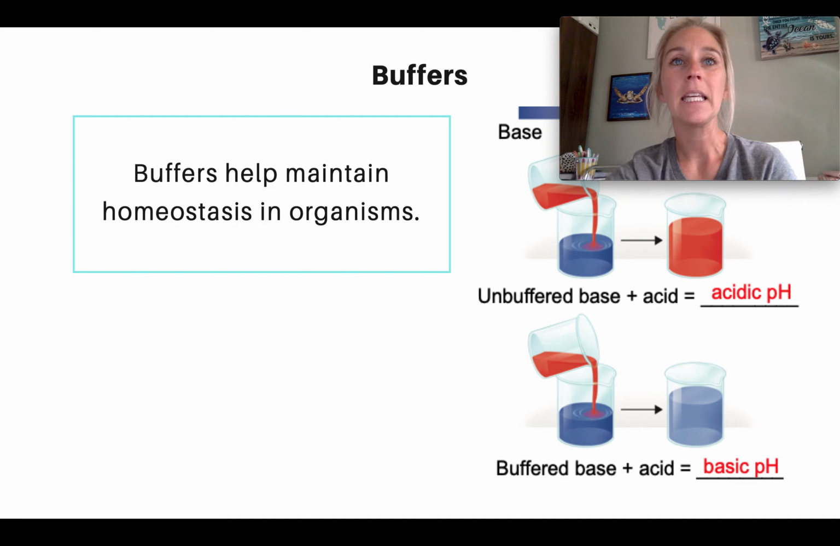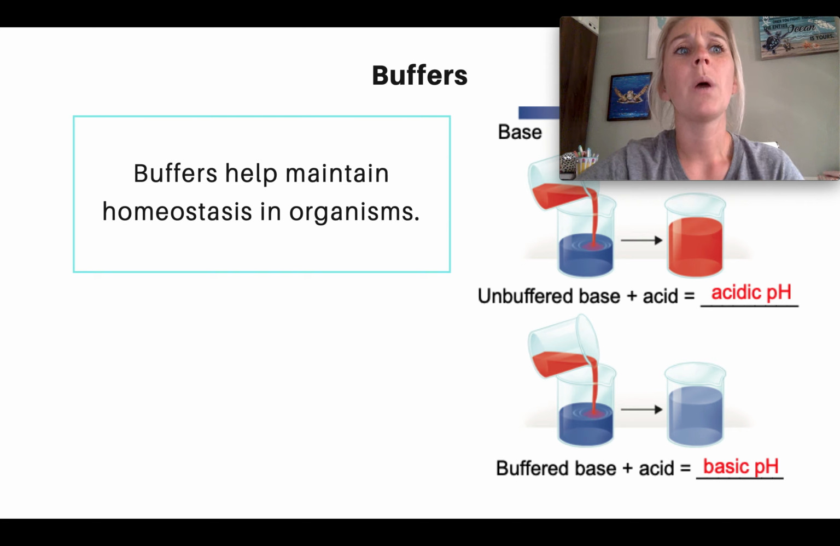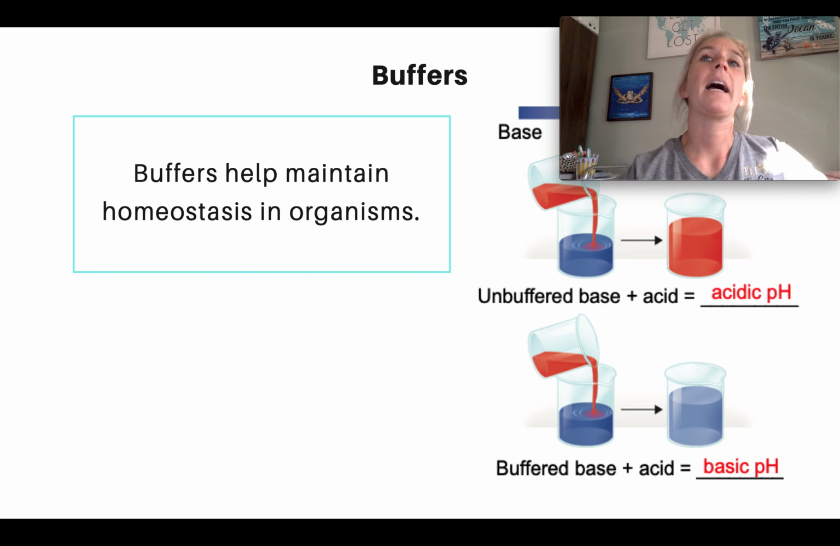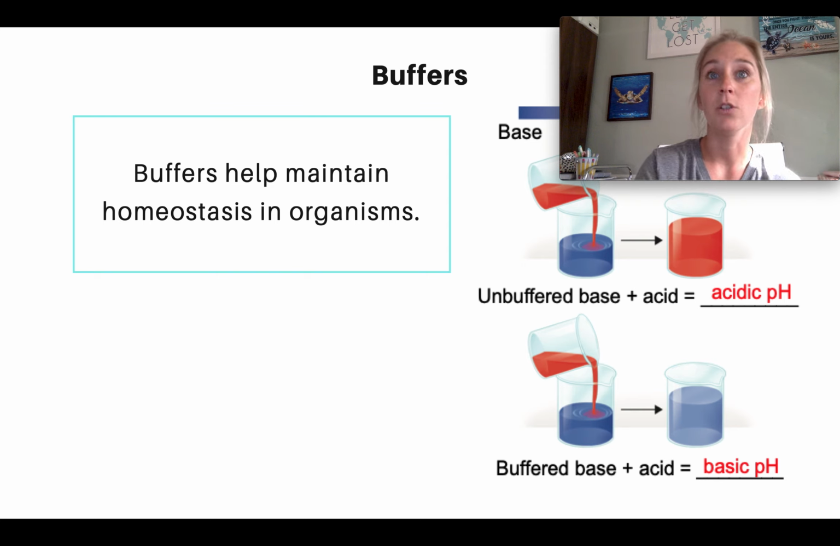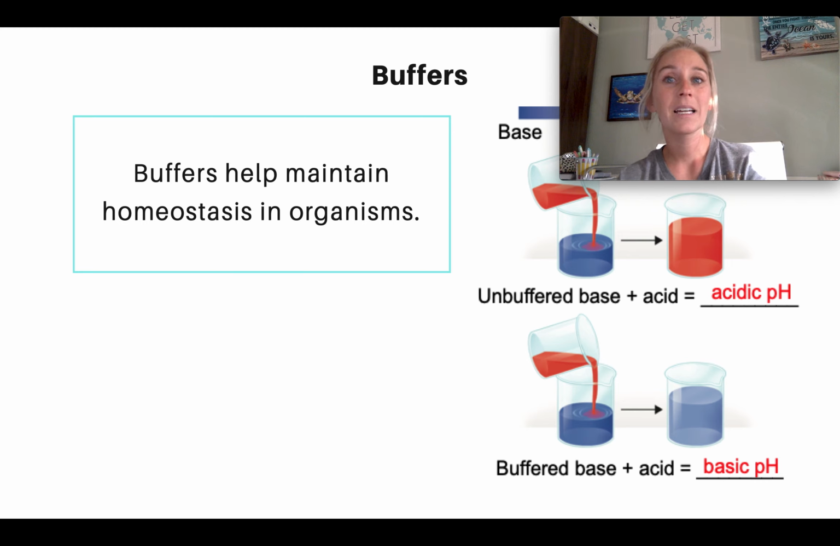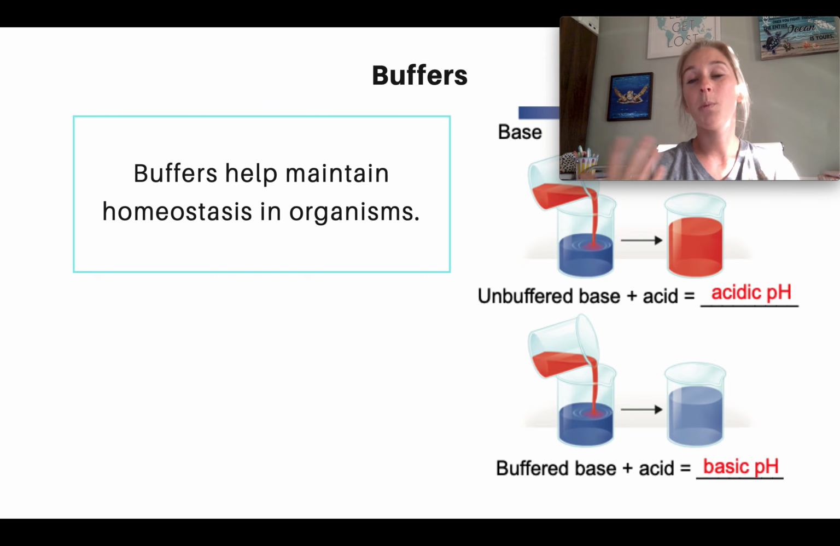Sometimes we need buffers. Buffers are weak acids or bases that can be added to a stronger acid or base to kind of neutralize it, and it helps prevent sudden changes in pH. So it's really important that our blood is a neutral pH. Sometimes our bodies get kind of out of whack and we become more acidic or more basic, and buffers can help bring us back to homeostasis, or back to balance, without creating more issues.